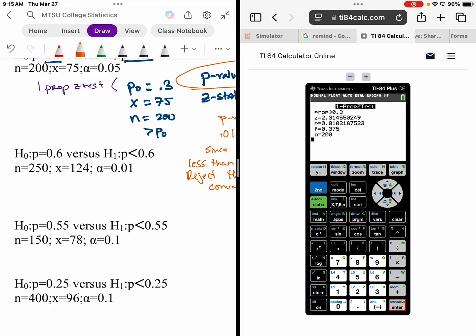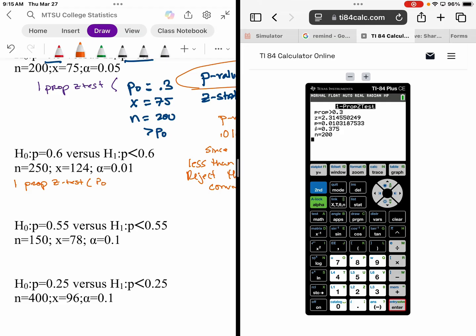Again, they tell us that the null hypothesis is 60%, or 0.6, versus an alternative hypothesis of being less than 60%. They give us the X value. That's basically the X and the N, which is our P hat. We got to compare it to an alpha of 1%. So again, I'm going to do a 1 prop Z test.